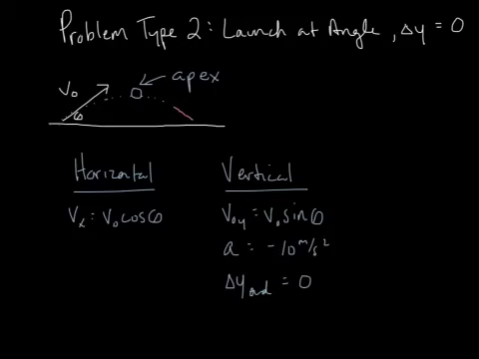Another important thing we need to realize whenever we're asked to solve anything for the apex is that the velocity in the y direction at the apex will always equal 0.